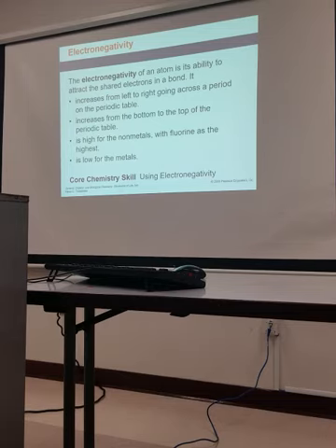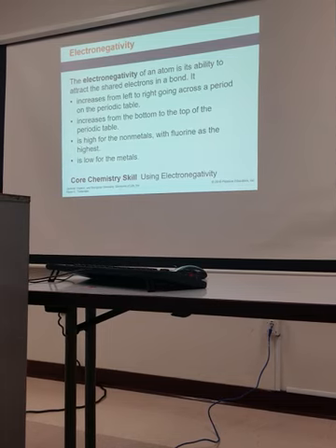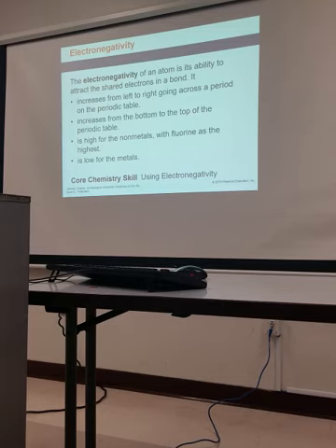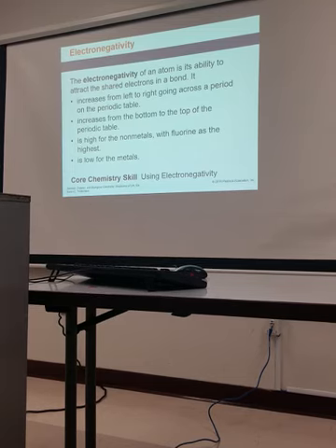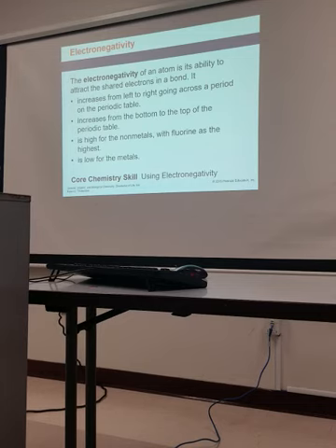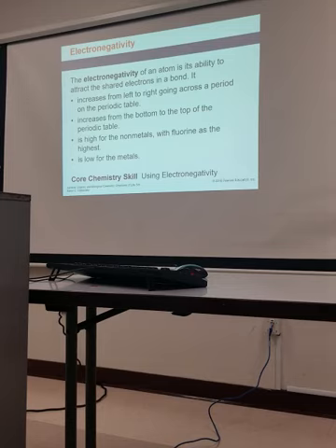Nonmetals are more electronegative than metals. And remember, it's the ability to attract electrons. Nonmetals like to be negative, which means they should have a stronger ability to attract electrons. Metals like to be positive. They like to give up electrons. So if they're giving them up, they're not that attracted to them.